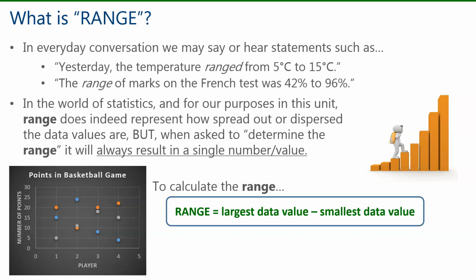If we look at the scatter plot to the left, points in basketball game, and if we consider player 1, we see that the lowest number of points scored was 5, the highest number of points scored was 20, and we could calculate the range by taking the highest number of points scored and subtracting the lowest number of points scored, giving us a range of 15.